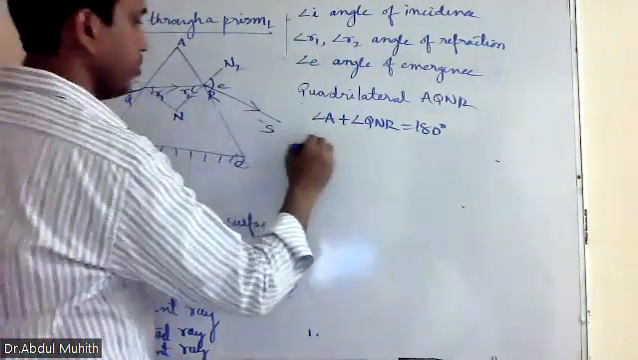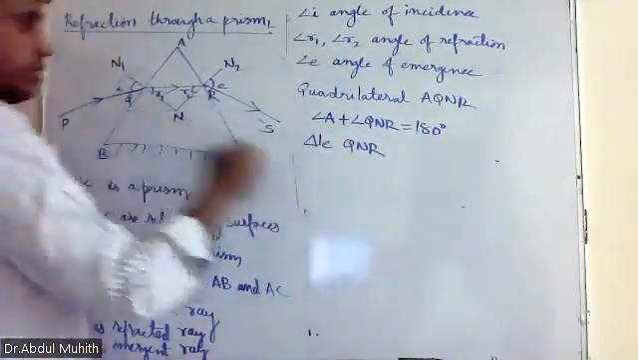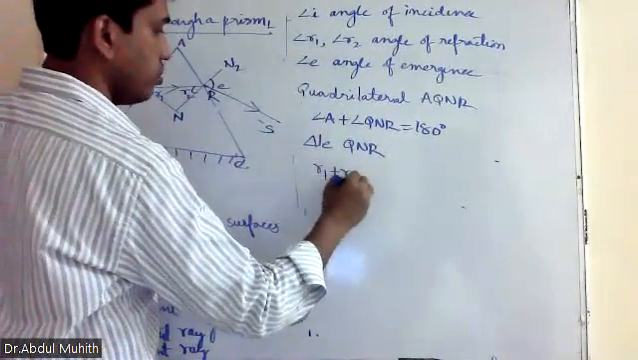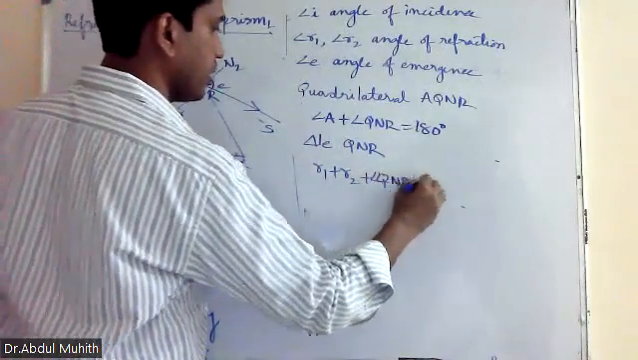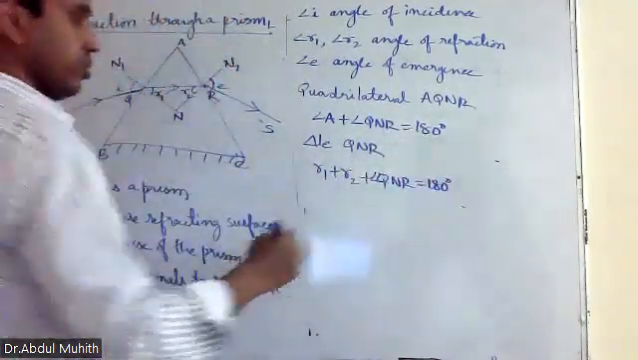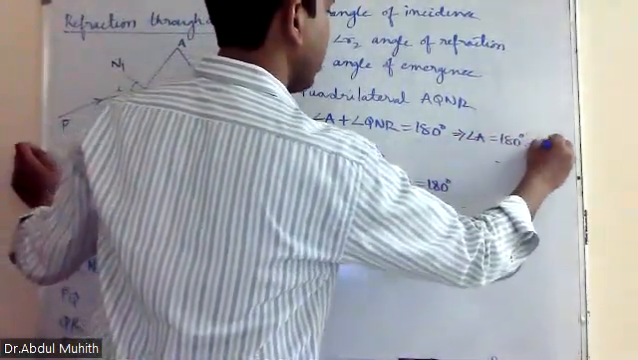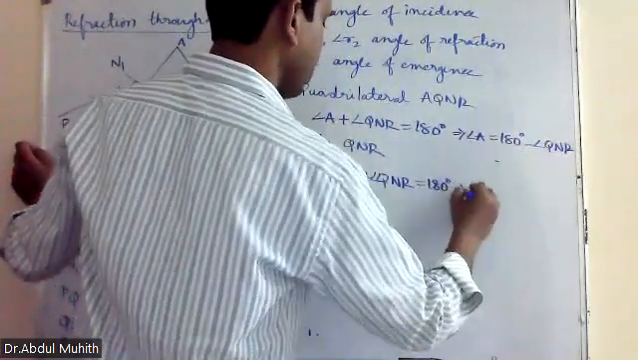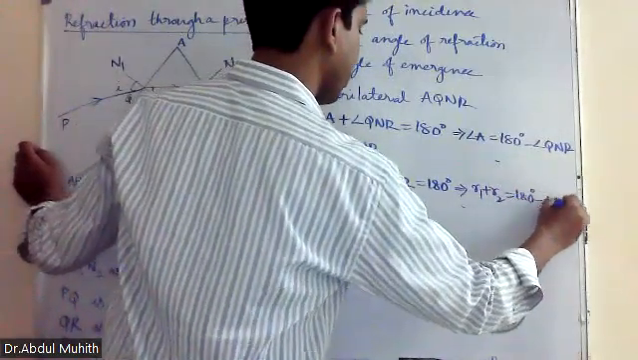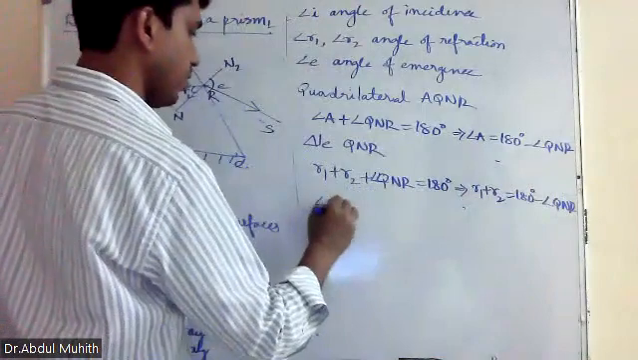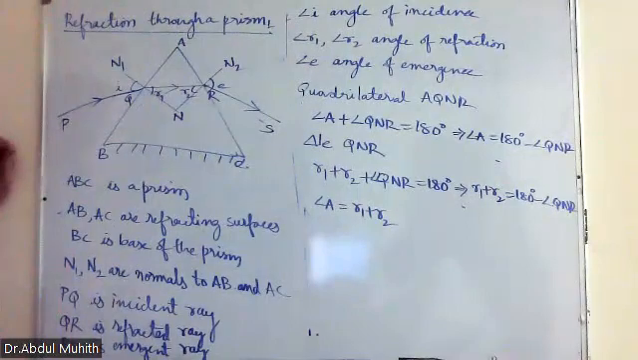Now if you take the triangle QNR, the sum of the angles in a triangle is 180 degrees, right? Angle R1 plus angle R2 plus angle QNR is again 180 degrees. Now we will solve these equations. Angle A is equal to 180 degrees minus angle QNR. Similarly, R1 plus R2 is equal to 180 degrees minus angle QNR. So angle A equals R1 plus R2. This is the first equation.